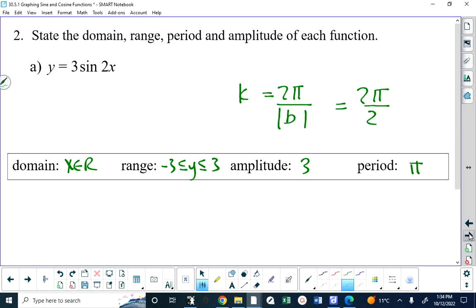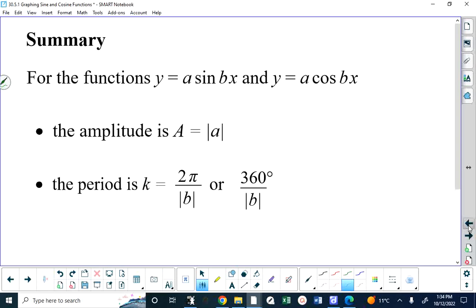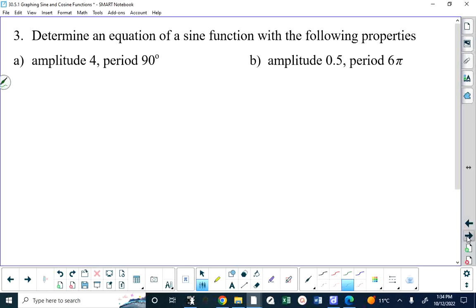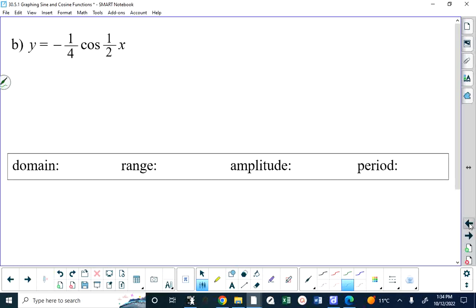So when I say the period is 2 pi over b, I could say the period is 360 over b. Any questions with 2a? Okay. Is there a b? Oh, there it is. The amplitude is 1/4. The range is -1/4 to +1/4.